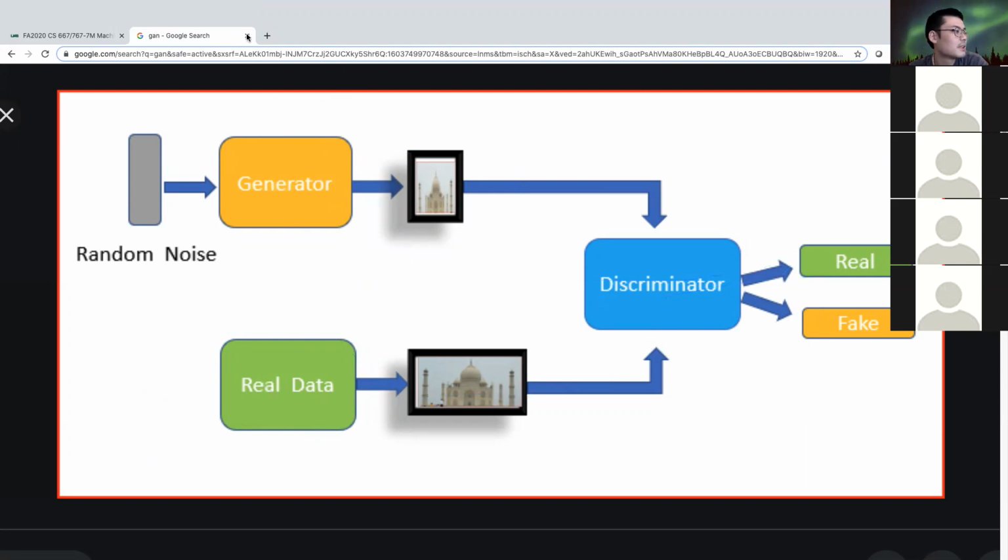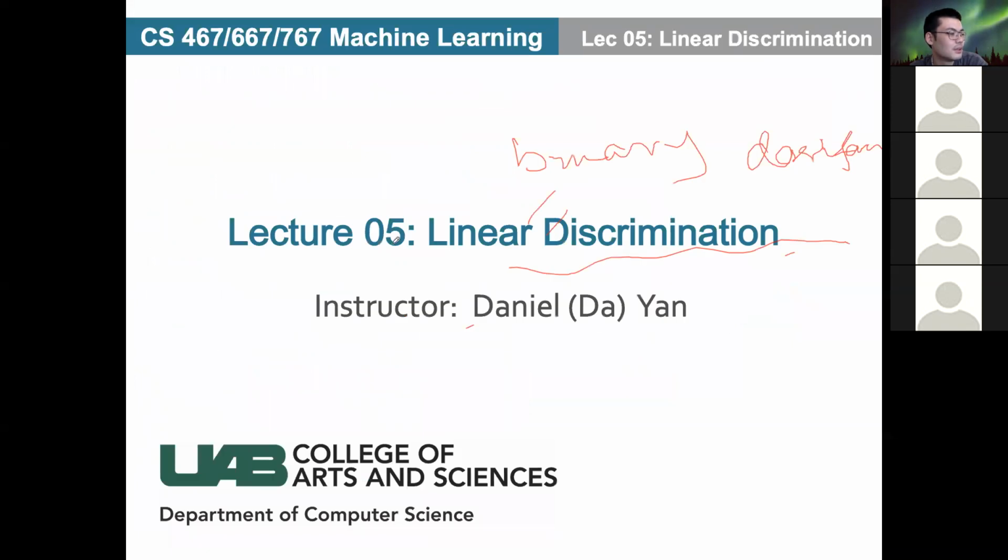But this is irrelevant here. You just keep in mind discrimination is binary classification. That's all we need to know. So this is linear binary classification. Basically you have a linear hyperplane. On one side it's positive, and on the other side it's negative. This is what we mean.